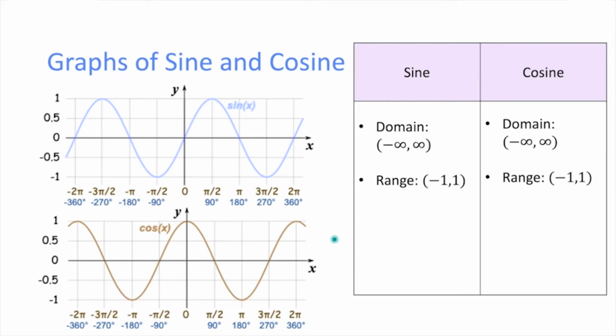Where these graphs are different are their intercepts. The y-intercept for sine is 0, but the y-intercept for the cosine curve is -1. Both curves have several x-intercepts, but the values of these intercepts follow a pattern.